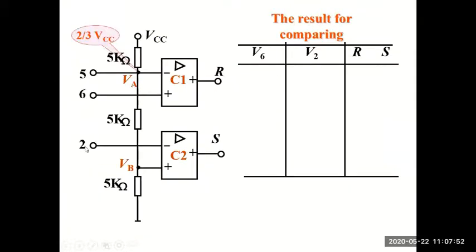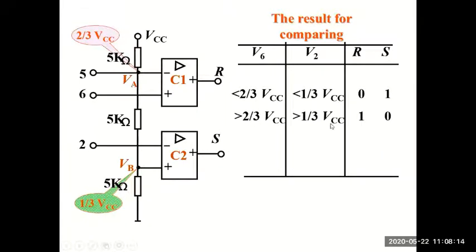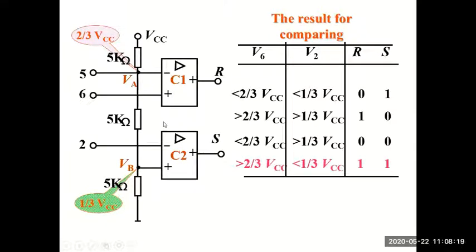So if V2 is less than 1 by 3 VCC, because VB is at 1/3, and V6, the threshold voltage pin, is less than 2 by 3, outputs of the comparators will be 1 and 0. In the sense, S will be 1, R will be 0. And for this condition, it's reverse. How all this works, we just discussed yesterday. So I hope you remember this last condition is not allowed. That should never happen.